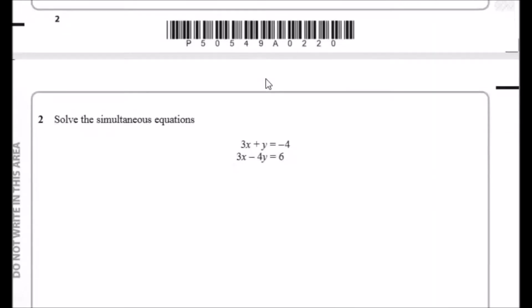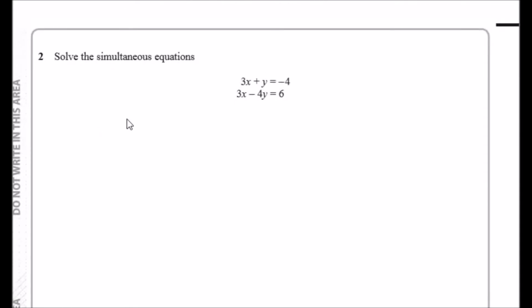Okay, let's move on. Number 2, solve the simultaneous equations. These are easy because they line up nicely for you. The key idea is to make sure you have the same coefficients in front. They both have 3x, and we just want to subtract to get rid of the x's. So let's go ahead and put a subtraction sign.